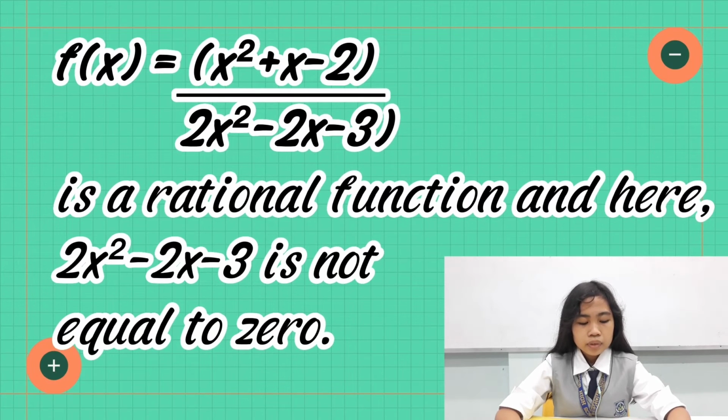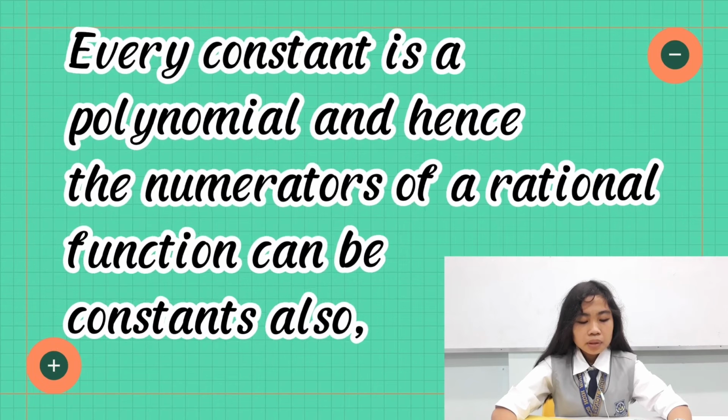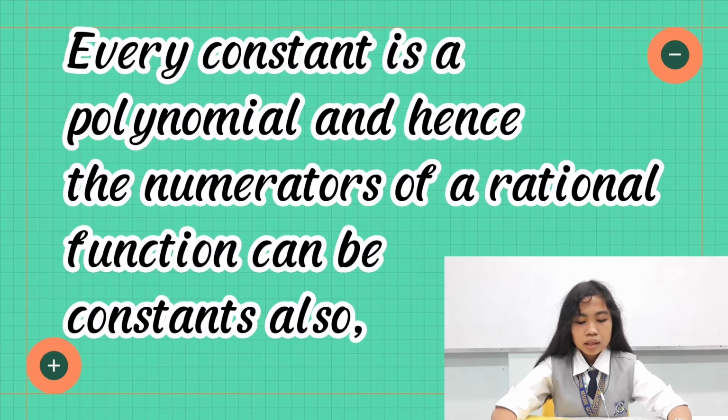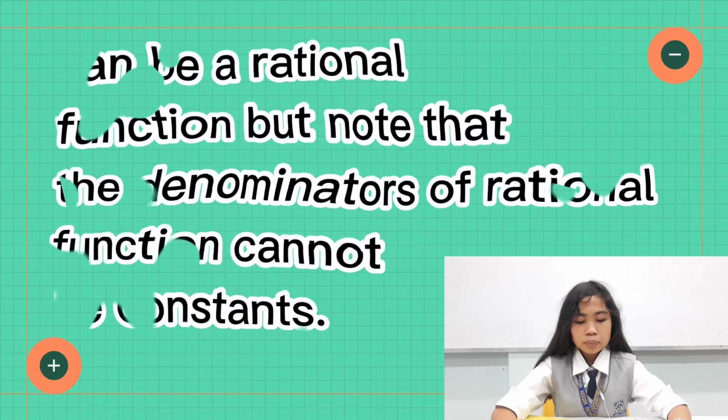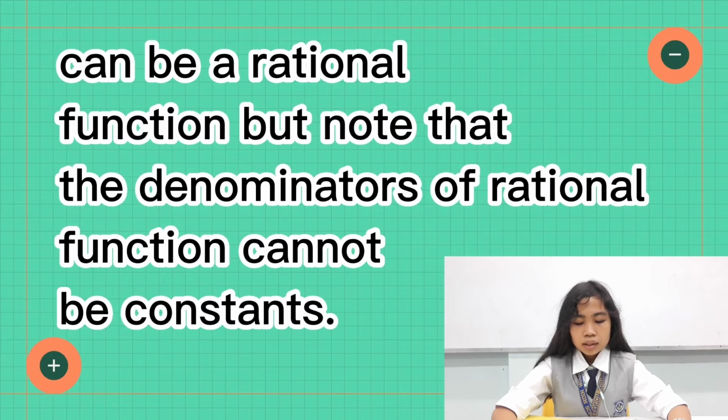For example, f(x) equals x squared plus x minus 2 over 2x squared minus 2x minus 3 is a rational function, and here 2x squared minus 2x is not equal to 0. We know that every constant is a polynomial and hence the numerator of a rational function can be a constant. Also, for example, f(x) equals 1 over 3x plus 1 can be a rational function, but note that the denominator of a rational function cannot be constant.